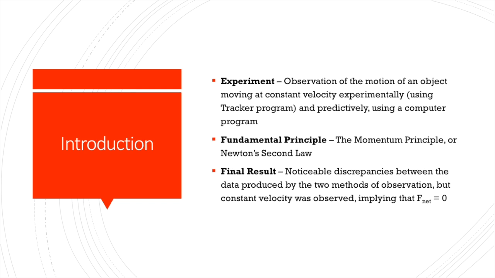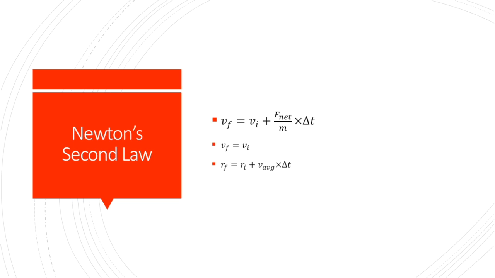Ultimately, when I compared the data produced by the two methods of observation, I noticed some striking discrepancies, which I will discuss, but it was apparent that the ball was moving at a constant velocity, which means that the net force was equal to zero.